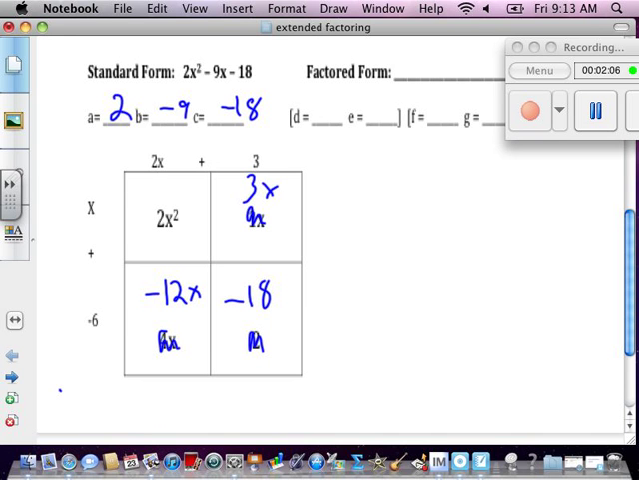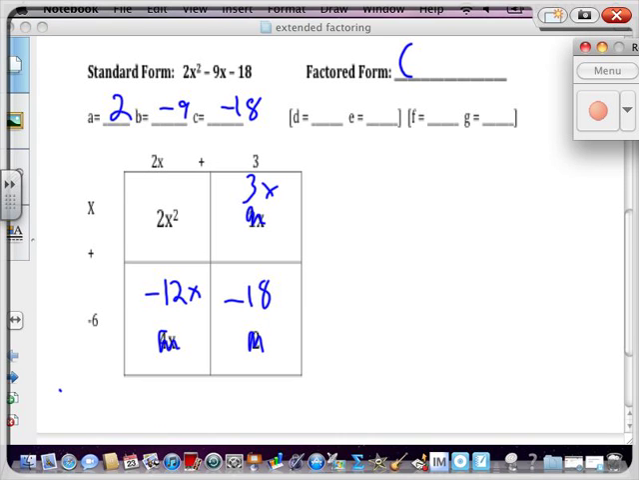All right, we're going to do the factored form. 2x plus 3 and x minus 6. Does it matter if I did it the opposite way? The factored form's from right here. All I'm doing is putting that up there, nothing else. So D is 2, E is 3, F is 1, and G is negative 6.